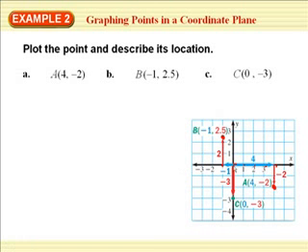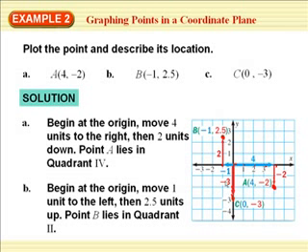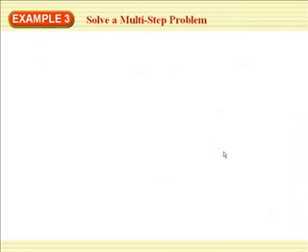This one we're going to not go left or right, and we're going to go down 3. And that's exactly what they're going to do, okay. Oh, and describe its location. So A is in quadrant 4. Remember, these are the quadrants: 1, 2, 3, and 4. A is in quadrant 4. B is in quadrant 2, and C is right on the y-axis.